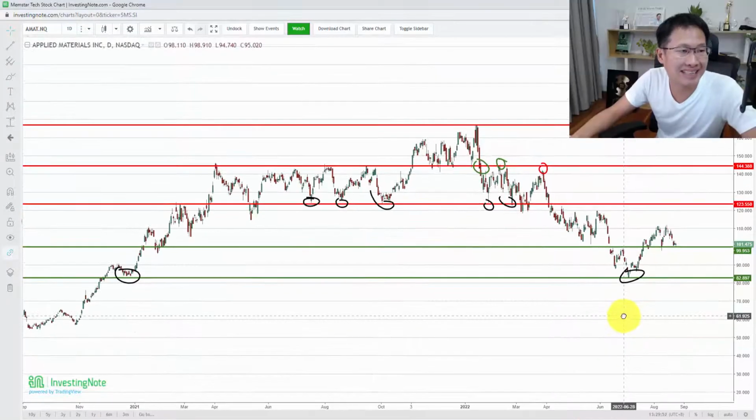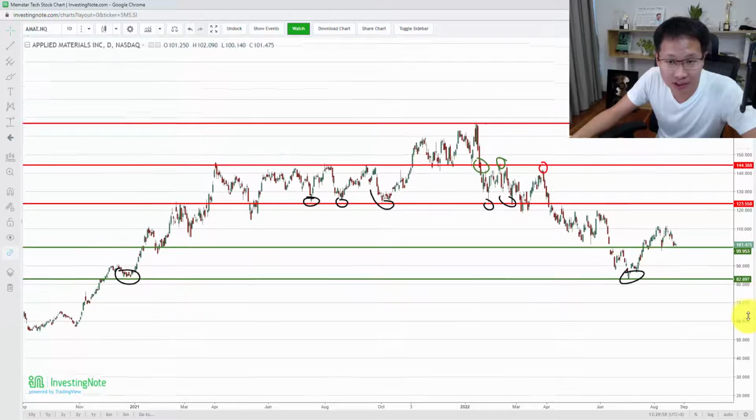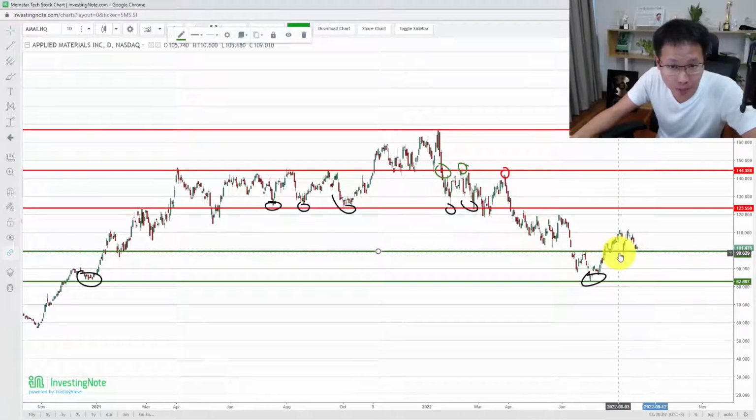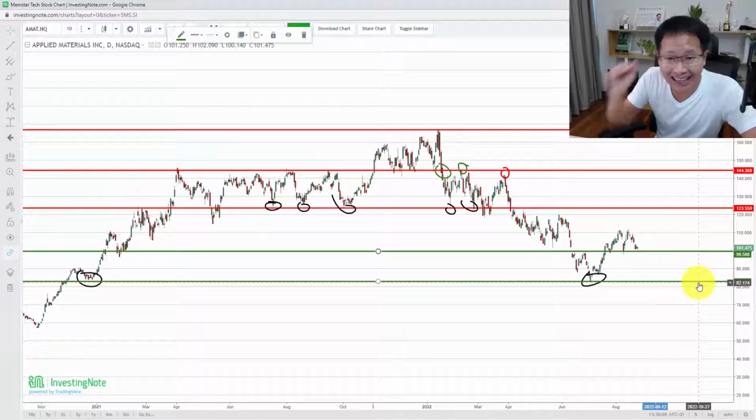All right, so back to the case study on Applied Materials, stock code AMAT. When we drew these horizontal lines just now, you can see that we drew this line, the $100 psychological support level. Over the past month plus, we have been holding above it. You can see one, two, three, we rebounded, and now we are just above the $100 level.